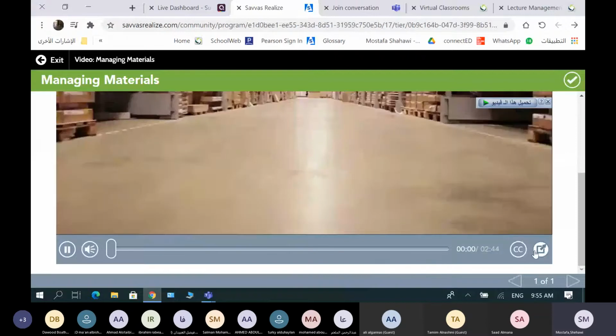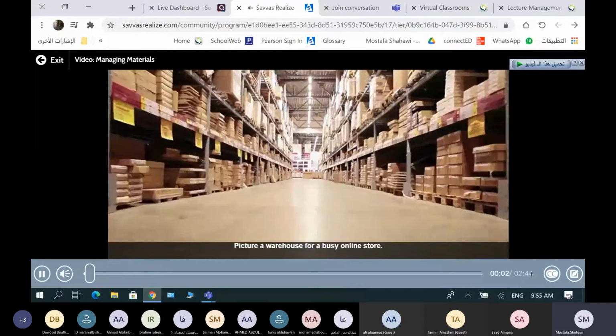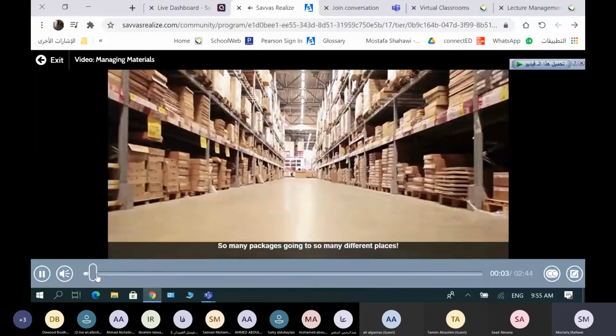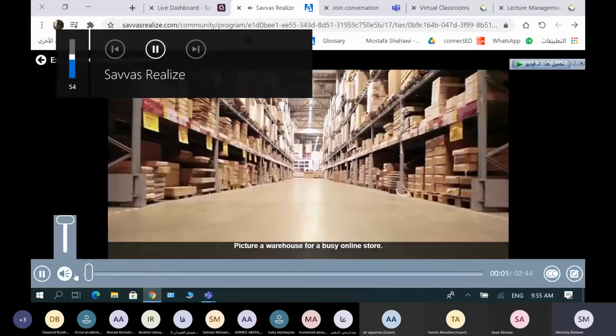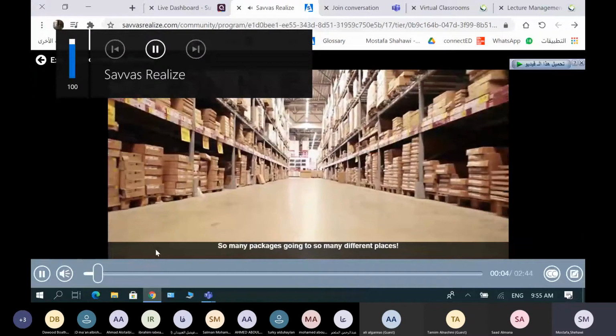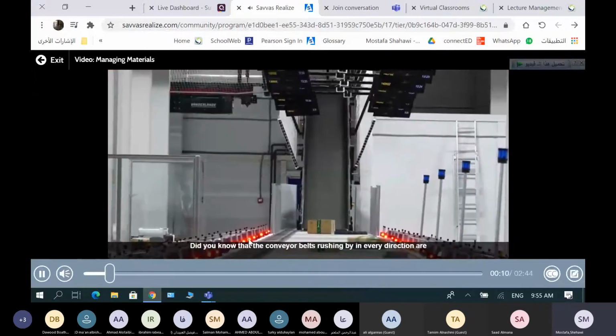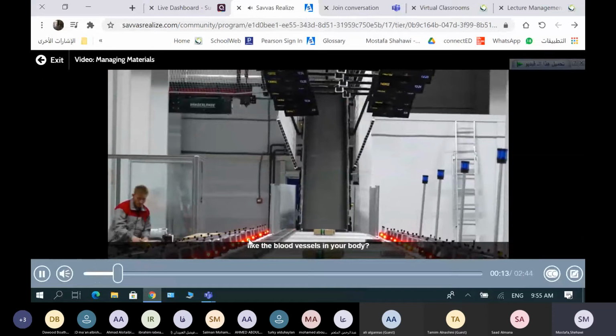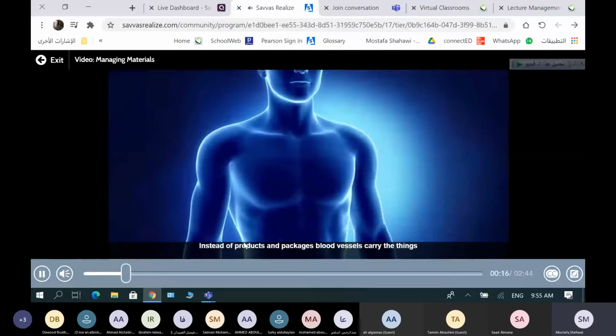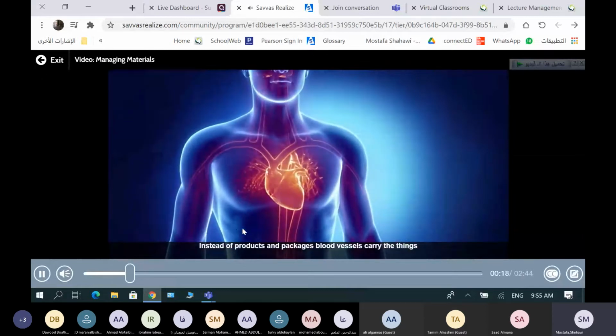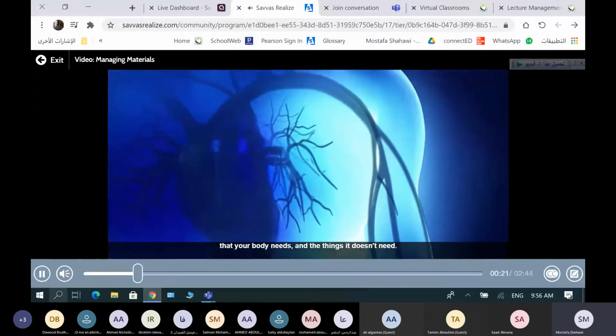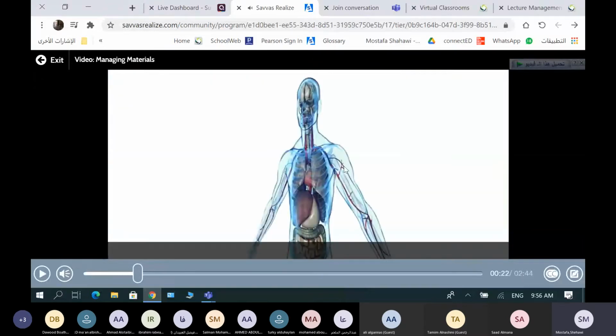Picture a warehouse for a busy online store. So many packages going to so many different places. Did you know that the conveyor belts rushing by in every direction are like the blood vessels in your body? Instead of products and packages, blood vessels carry the things that your body needs and the things it doesn't need. So the circulatory system carries the materials that your body needs and that your body does not need. It carries nutrients and oxygen, delivers them to cells, and takes away wastes and carbon dioxide.